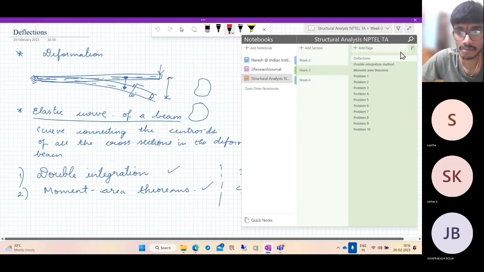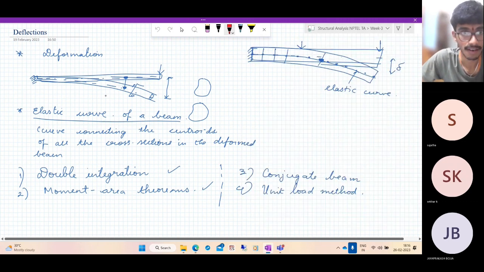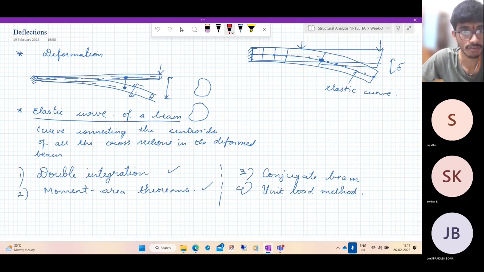So in the last session, I introduced what deflections are. What do we call the elastic curve? That is the line connecting the centroids of all these sections. We call that the elastic curve. And then we saw two methods to compute the elastic curve of a beam subjected to some specified loading and boundary conditions. Those two methods were the double integration method and the moment area theorems.